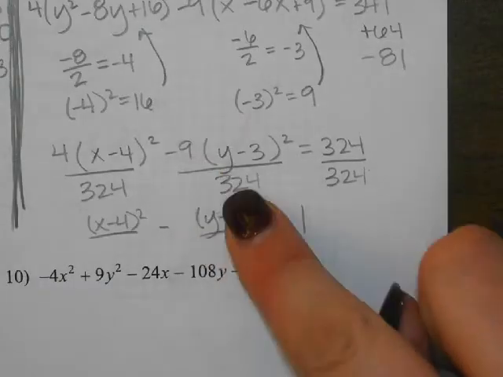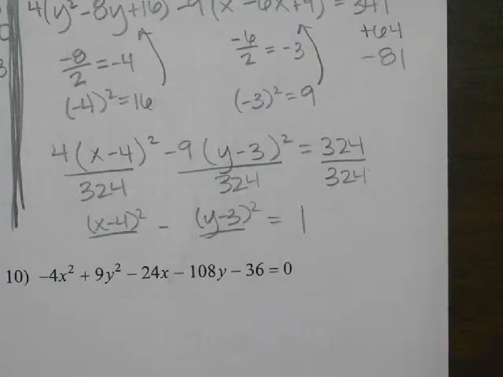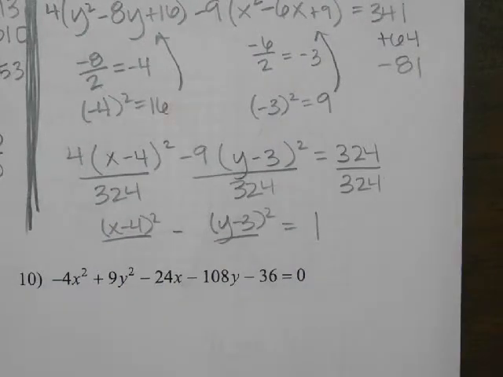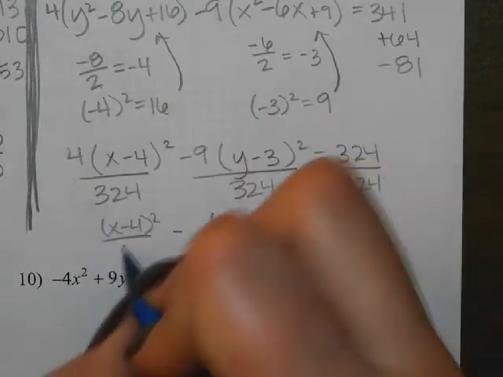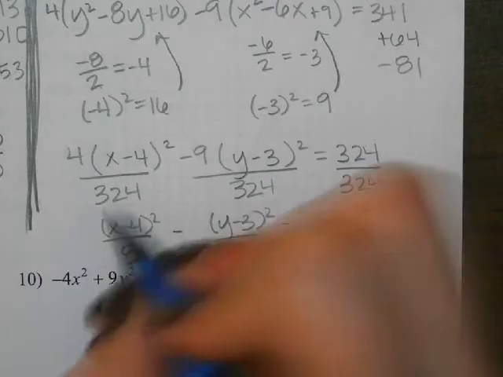So 9 should divide out of that evenly. 4 should divide out of that evenly. 81 for which one? The first one, 81. 36. There we go.